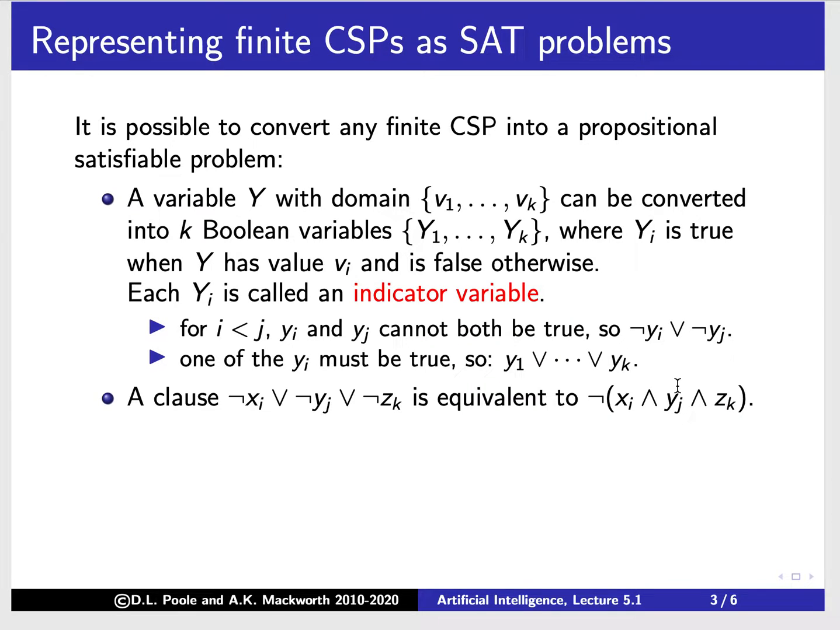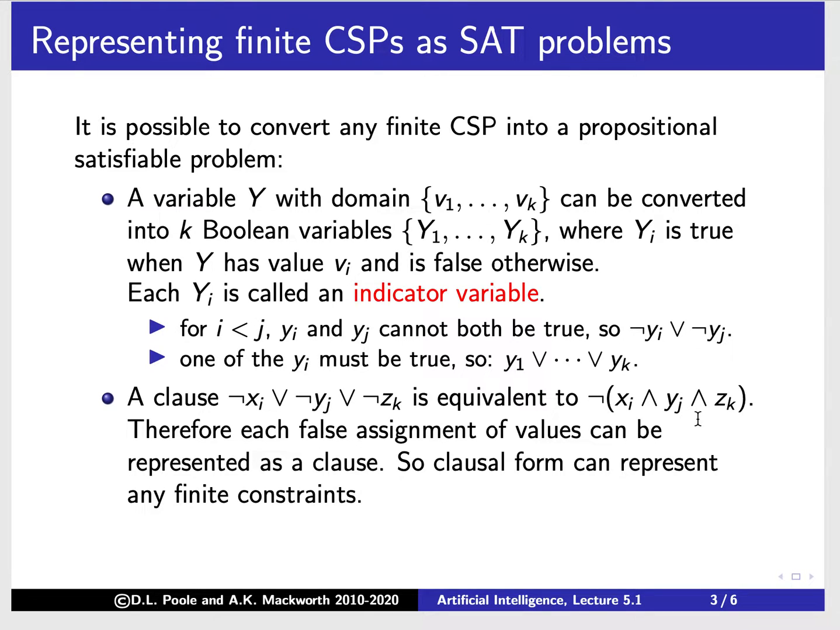So that's the variables and domains. Then we can think of a clause. One way to think about how to do this is that a clause of not xi or not yj or not yk is equivalent to the not of this conjunction. So a disjunction of negative literals is equivalent to saying here's some conjunction which is impossible.